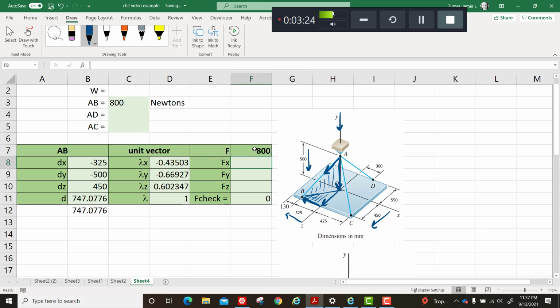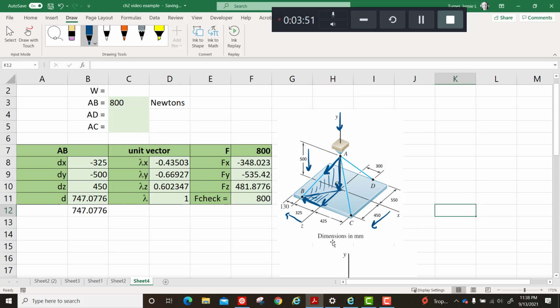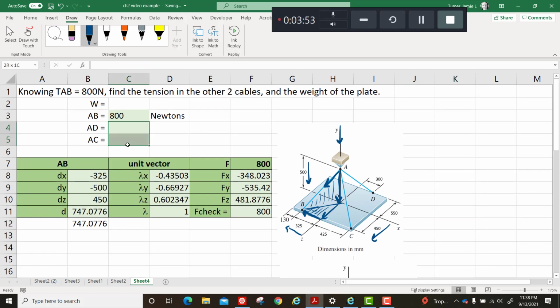So let's say this is the one where we actually do know the force, and we're going to take that and multiply it by these unit vectors, and that's going to break this up into its XYZ components. And you can always check that everything works out at the end by seeing that XYZ adds back to the original force. Okay, next two cables, let's say we don't know these guys and we don't know the weight.